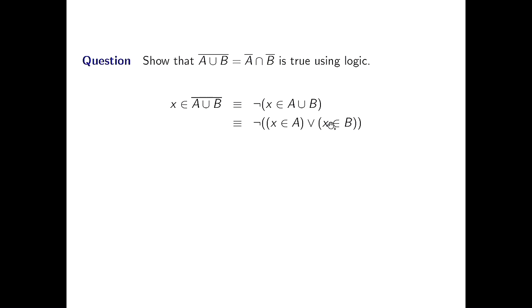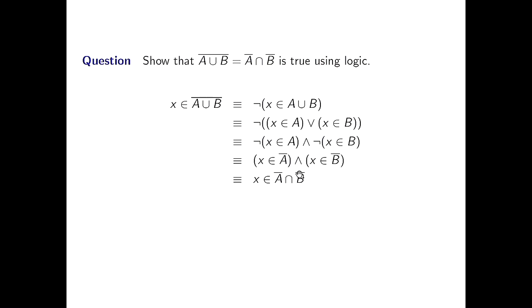And now we said that the set thing was kind of like De Morgan's law. Now we can actually use proper De Morgan's law here, right? So use De Morgan's law here, and we get not X is in A and not X is in B. And then being not in A is the same as being in A complement. Being not in B is the same as being in B complement. Being in A complement and in B complement is the same as being in A complement intersect B complement.